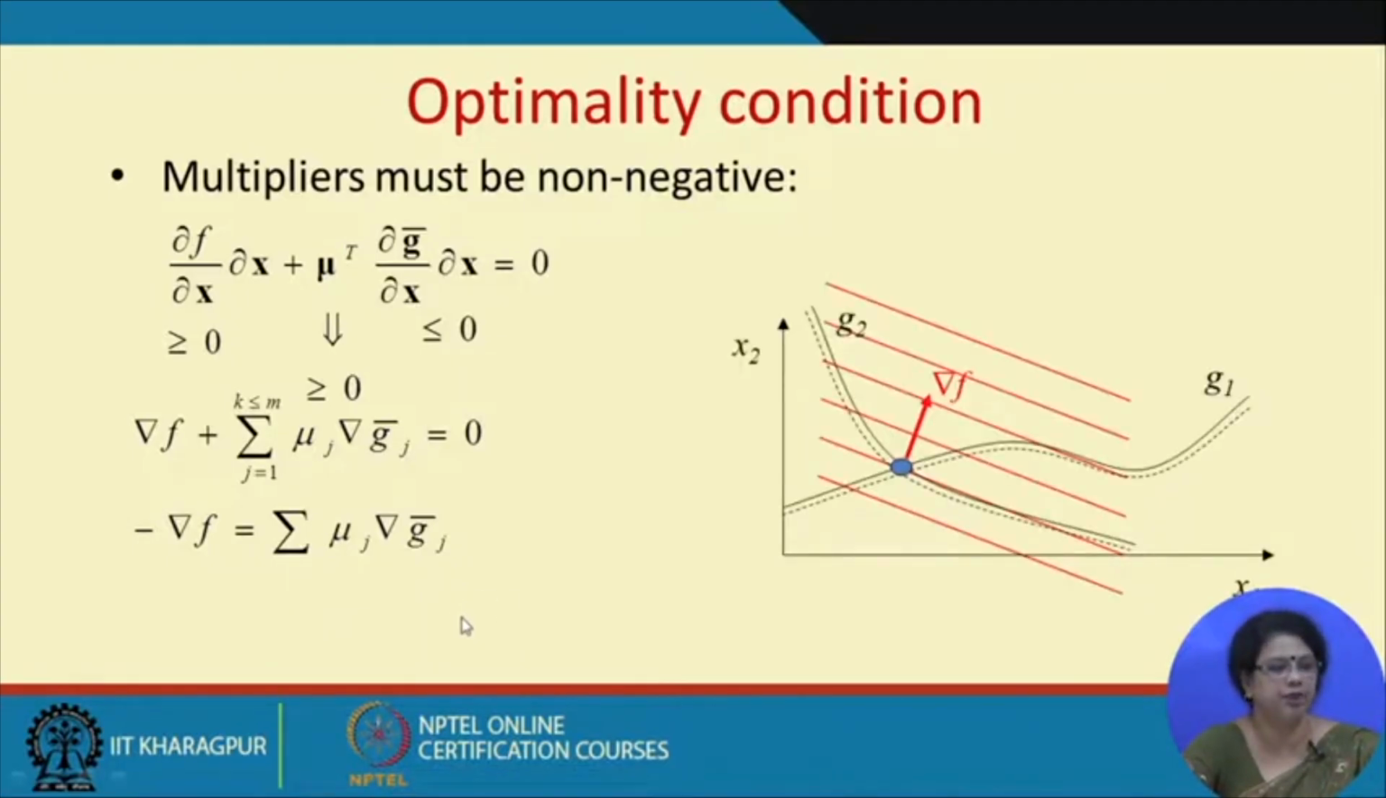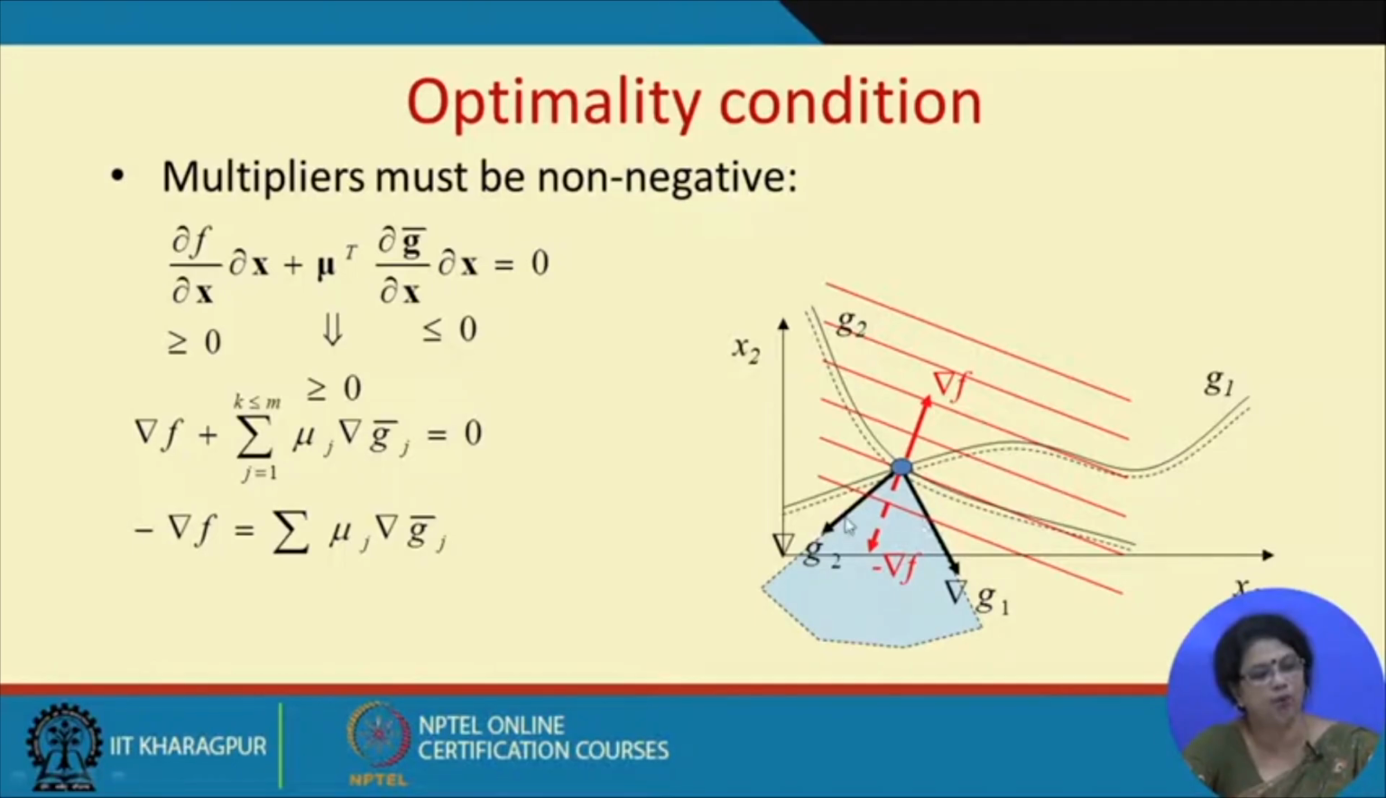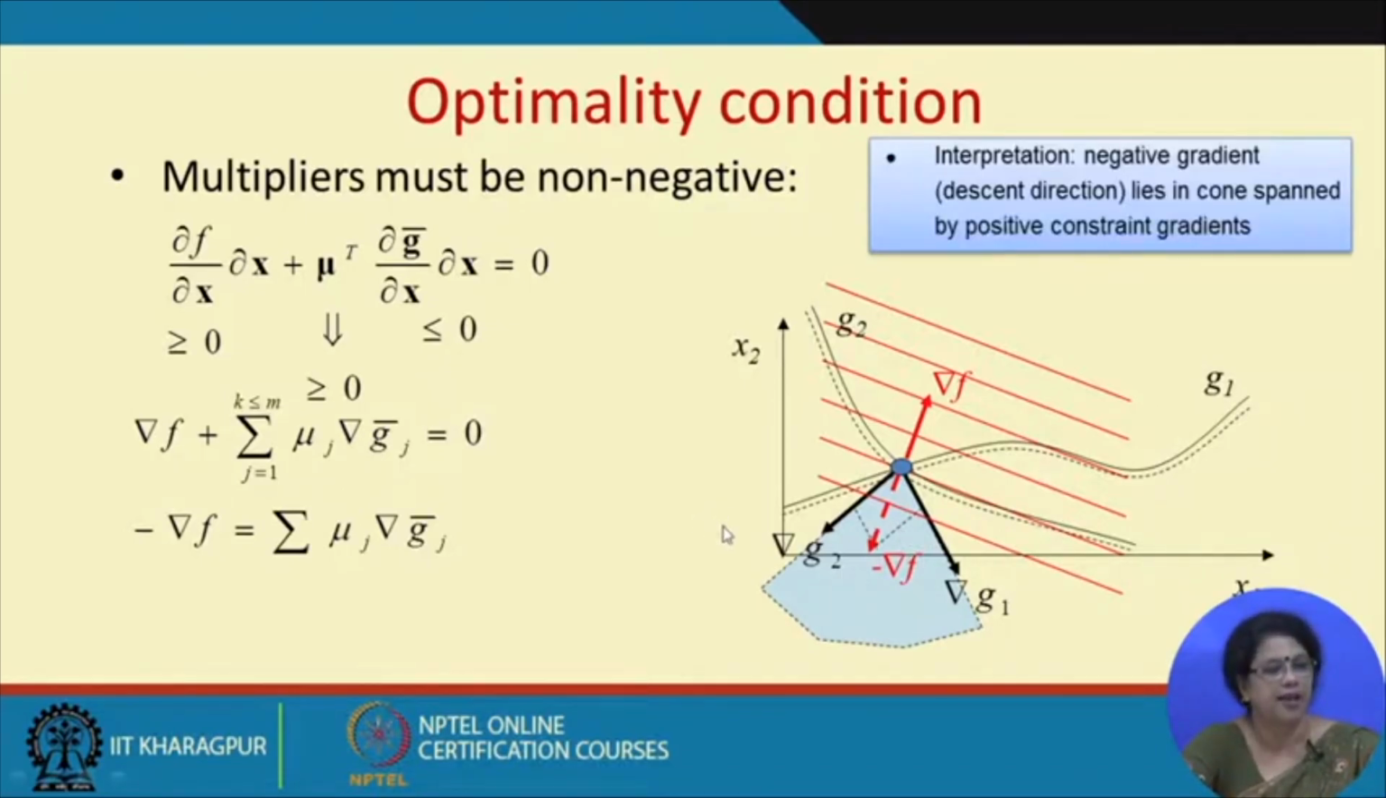Now, if we show it graphically, these are grad g1, grad g2, and grad f, and from here this is minus grad f, the descent direction of the objective function. We can say that this descent direction lies in the cone spanned by the positive constraint gradients. If we consider the half space over grad g1 greater than or equal to 0, and grad g2 greater than or equal to 0, the cone spanned by the vectors grad g1 and grad g2 can be interpreted as the descent direction of the objective function.